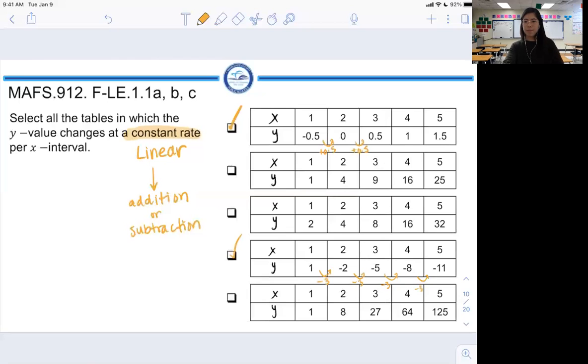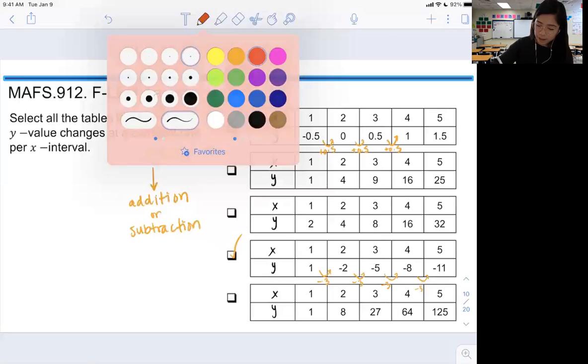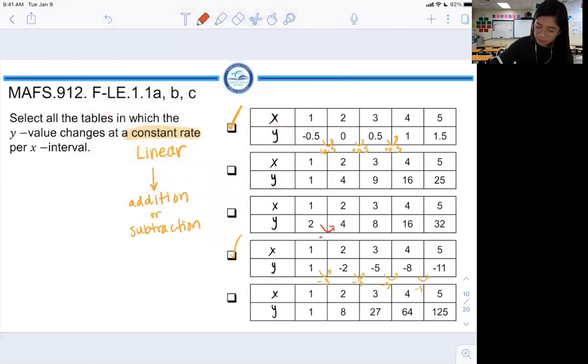What about the rest of them? Are there any that look like they might be linear and are just there to throw you off? C. What's C doing? Multiplying by 2, and that is not what we want. So this is multiplication. This is not linear. What is it? Exponential. Yeah, that one's exponential. And what about B?